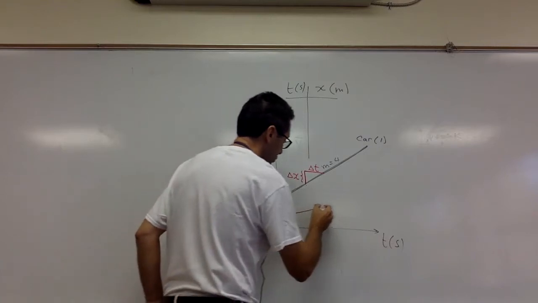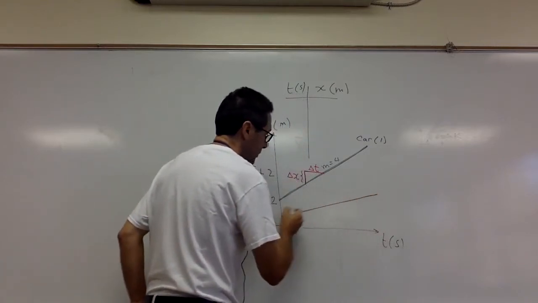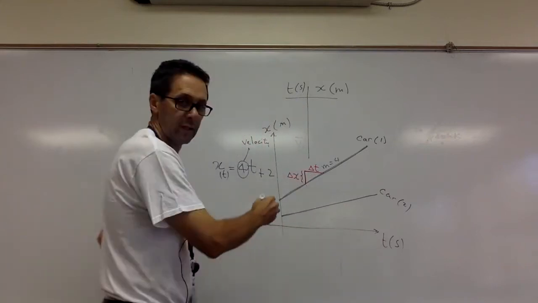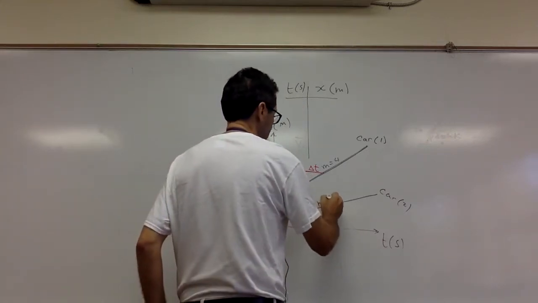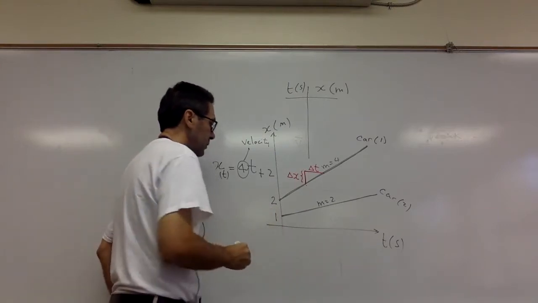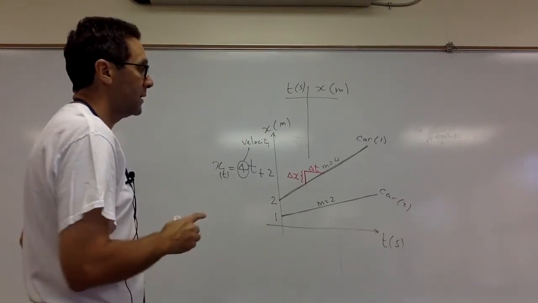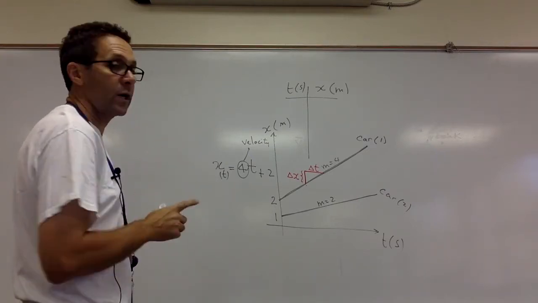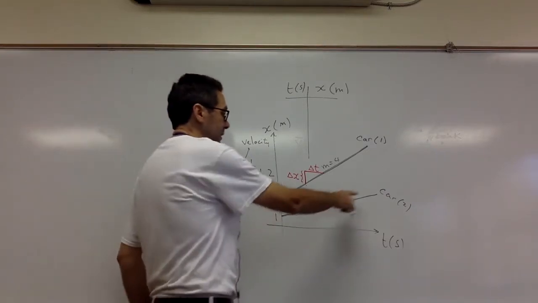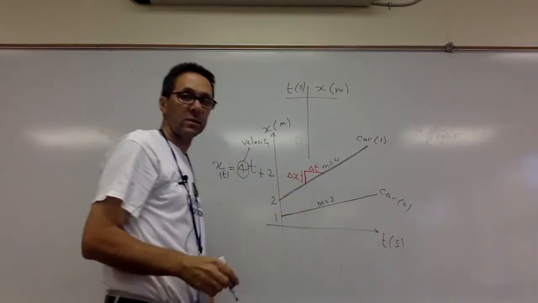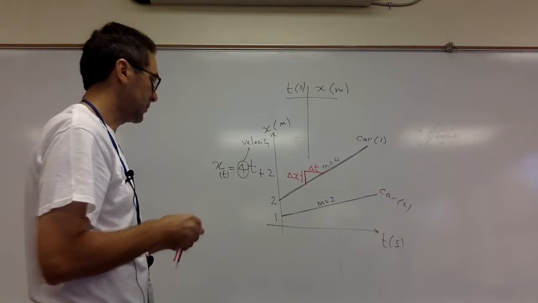So if I do car 2, and I come up with a line that looks like this. Let's say it has a slope of, I don't know, 2. And I start from 1 meter. I can say that car 2 is going slower than car 1 because this line here, this curve in a position-time graph, is not as steep as for car 1.